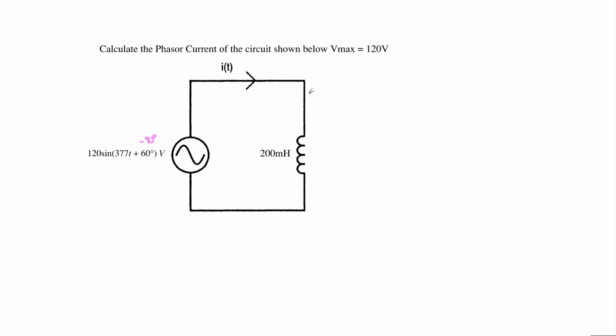Now, we can do this by simply subtracting 90 degrees from the value. Secondly, we will need to convert from our Vmax to VRMS in order to convert to our phasor domain. We can do this by taking our Vmax of 120 volts and dividing it by the square root of 2. This gives us roughly 85. Now we can convert our time varying voltage source to a corresponding phasor voltage, 85 at an angle of 60 minus 90 degrees, which gives us negative 30 degrees.